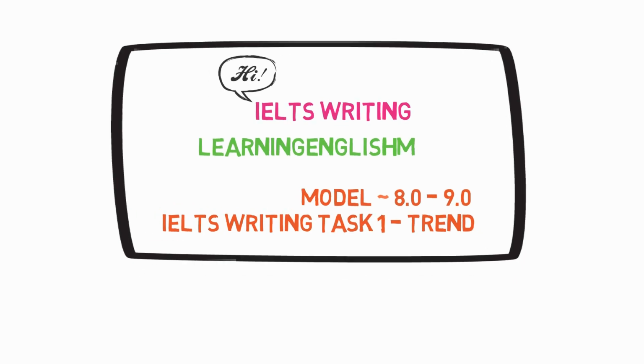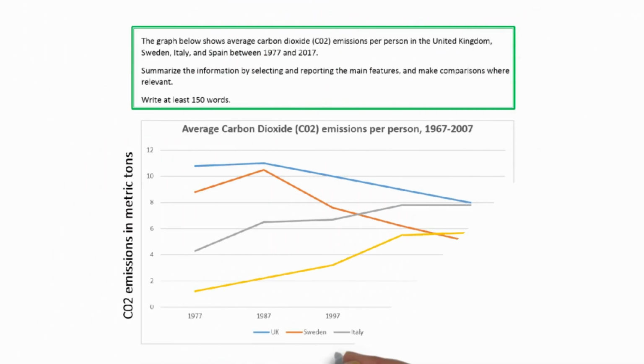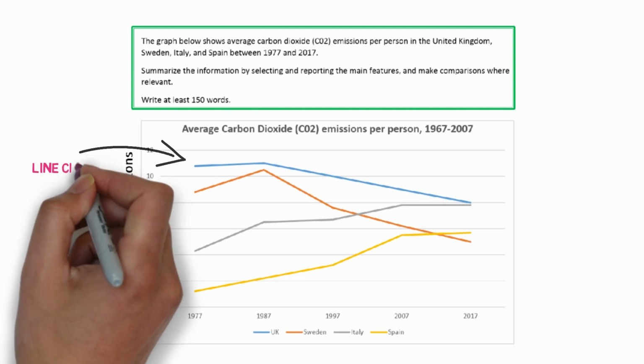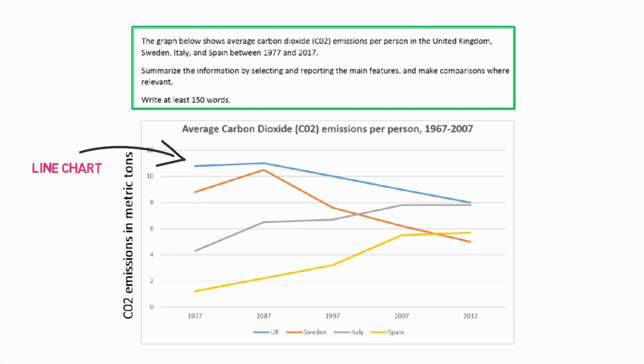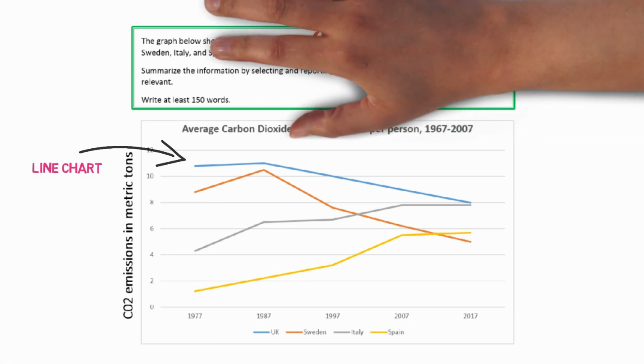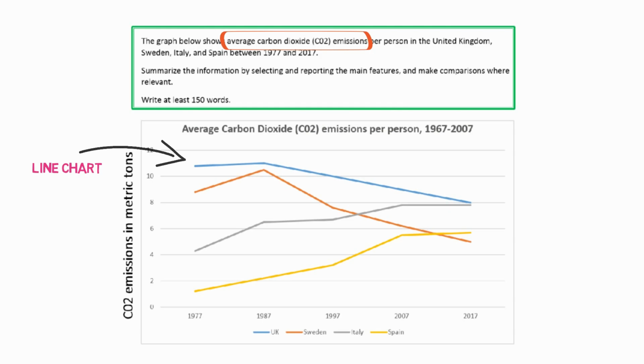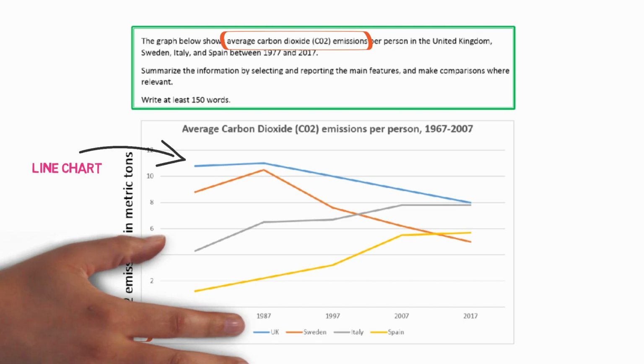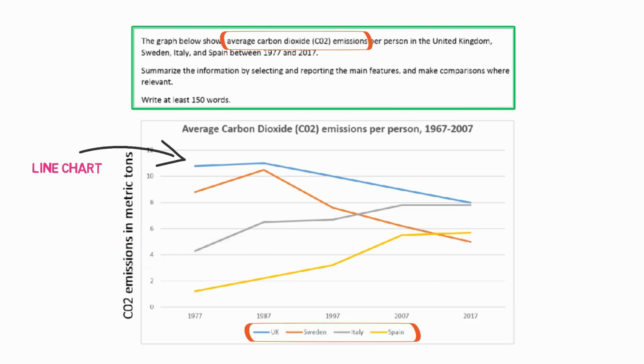Anyway, this is a graph that we're going to analyze and write today. First, this is of course a line chart. The information here is the average carbon dioxide emissions, which, well, is countable according to the last time I checked. The places here are the UK, Sweden, Italy, and Spain, and last but not least, the time, 1997 and 2017. Okay, I think that's enough for the introduction.